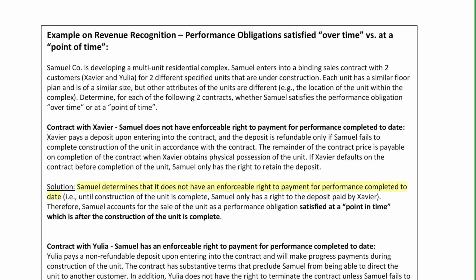Highlight: Samuel determines that it does not have an enforceable right to payment for performance completed to date, which means that Samuel is not getting the payment until construction of the unit is complete. And until then, Samuel only has the right to the deposit which has been paid by Xavier. Therefore, Samuel accounts for the sale of the unit as a performance obligation, highlight satisfied at a point in time. At a point in time later, which is after the construction of the unit is complete.